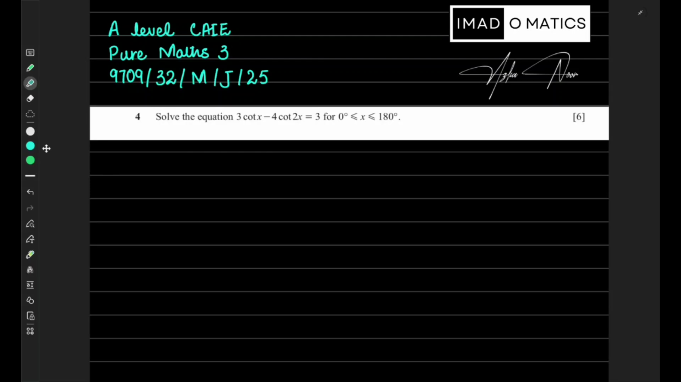Question 4 says solve the equation 3 cot x minus 4 cot 2x equals 3 for the range 0 to 180 degrees. Whenever cot x is given to you, we change that into tan x. So the equation is 3 cot x minus 4 cot 2x equals 3.